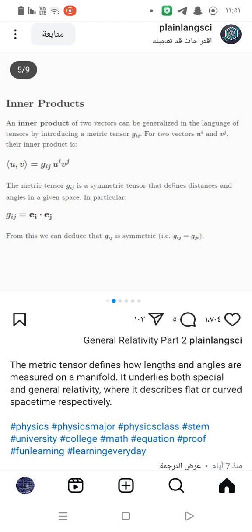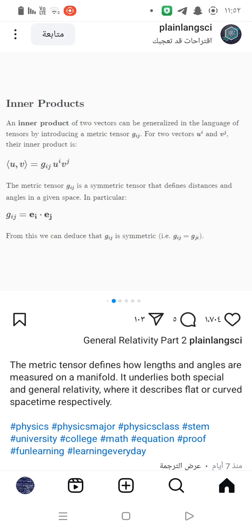Inner products. An inner product of two vectors can be generalized in the language of tensors by introducing a metric tensor g_ij for two vectors u^i and v^j. Their inner product is, as you see in these brackets, u·v equals g_ij u^i v^j.